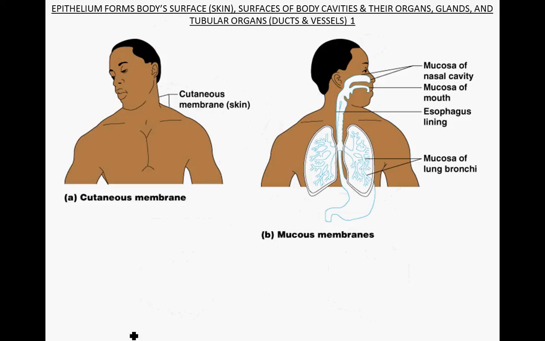So epithelium is going to form, first and foremost, the body's surface. And so we have these membranes. The cutaneous membrane is also referred to sometimes just as the skin or the integument. And that is obviously protective from the outside. So you have this cutaneous membrane that is going to protect you from abrasions, going to protect you from chemicals, going to protect you from biological agents.